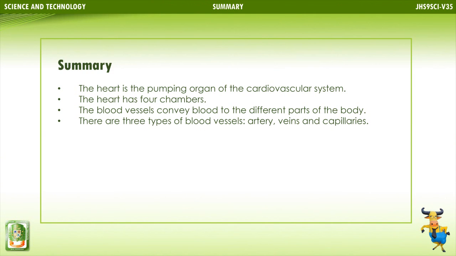And for the summary, the cardiovascular system is the organ system that transports nutrients, gases, hormones, and other materials to and from the cells of the body. The heart is the pumping organ of the cardiovascular system. The heart has four chambers: right atrium, right ventricle, left atrium, and left ventricle. The blood vessels convey blood to the different parts of the body. There are three types of blood vessels: the arteries, veins, and capillaries.